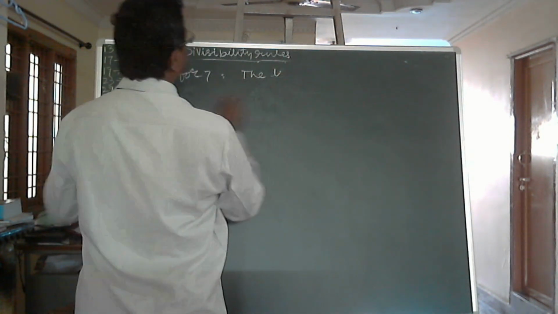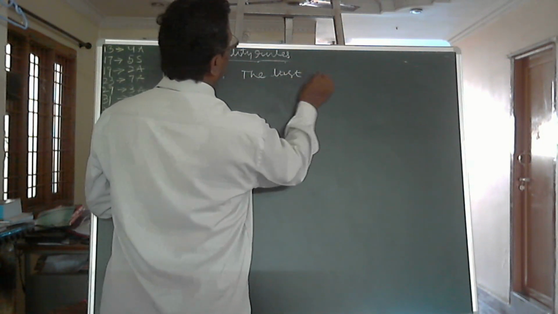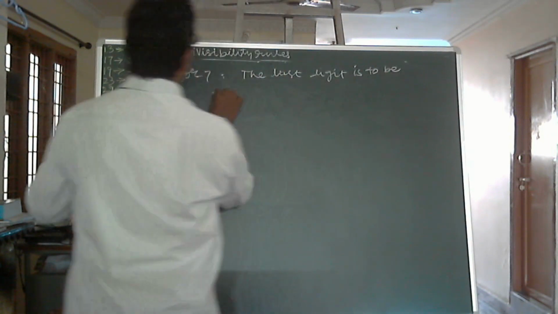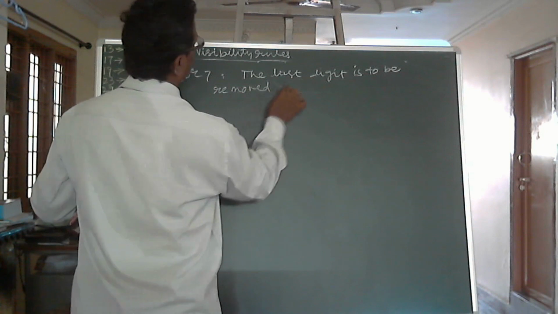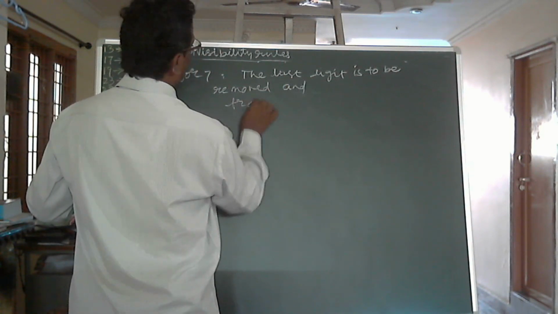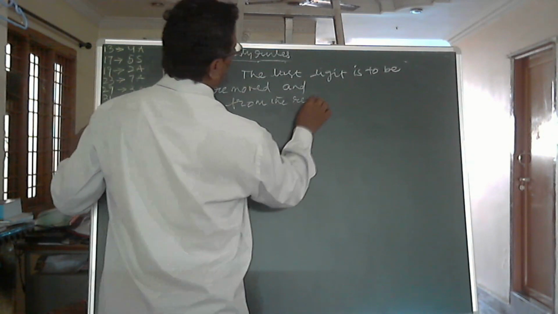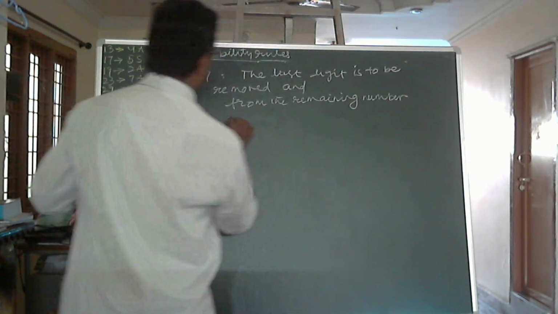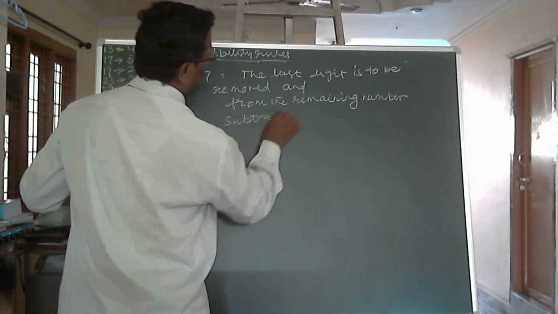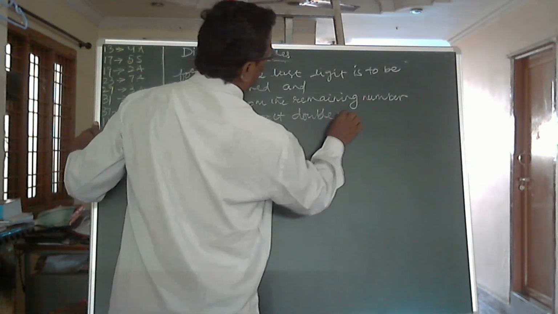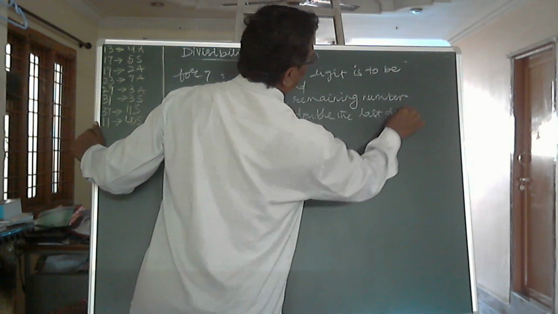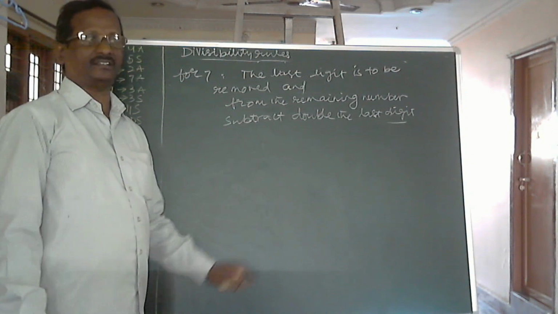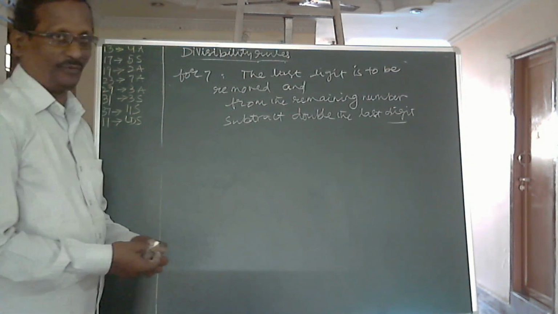The last digit is to be removed and from the remaining number subtract double the last digit, means the digit which is removed, and repeat the same process till we get a smaller number. It is the divisibility rule for 7.